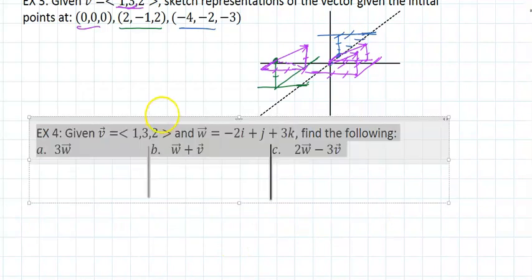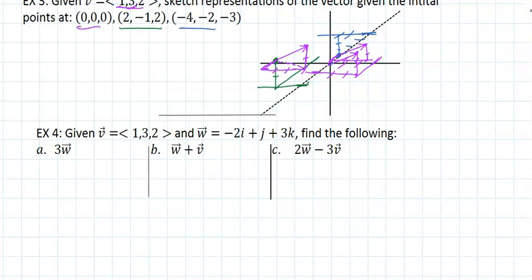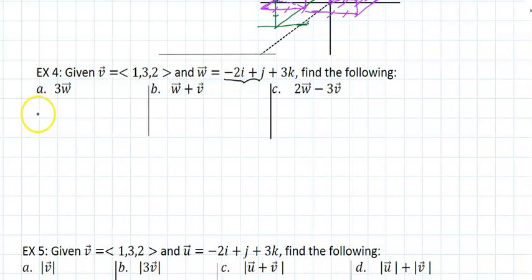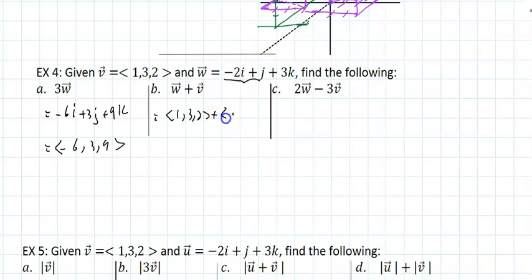And now if I go for the next, again, we're just repeating what we did with 2D to 3D. Given those vectors, find 3W. Well, W is right there. 3W will be negative 6i plus 3j plus 9k, or simply negative 6, 3, 9, using component form. W plus V would be, well, let's see, you're going to add the components. You could write it out if you want. 1, 3, 2. I like component form.